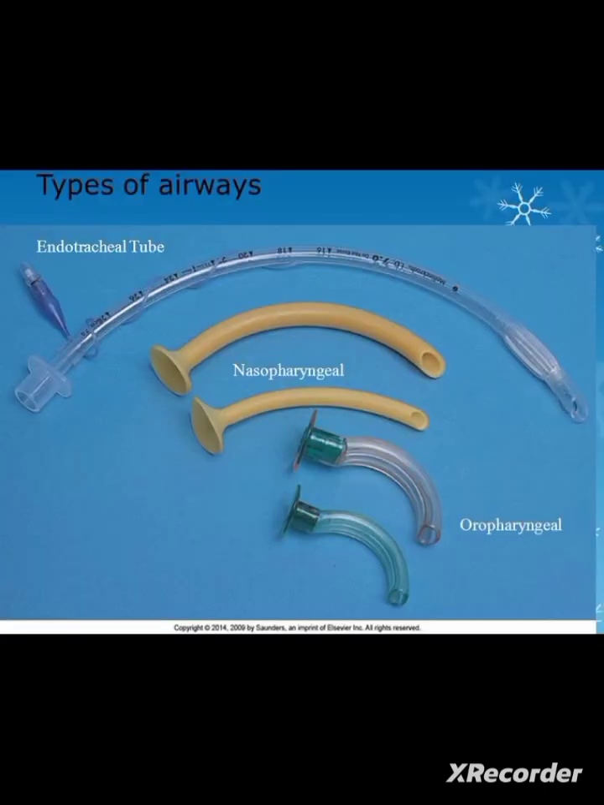Next one is nasopharyngeal airway. Nasopharyngeal airway is a soft flexible tube inserted through the nares into the nasopharynx to prevent the tongue from occluding the airway. The main indication of nasopharyngeal airway is current or potential oropharyngeal obstruction. The main contraindication of this nasopharyngeal airway is facial fractures or basilar skull fracture, or in case of coagulopathy.